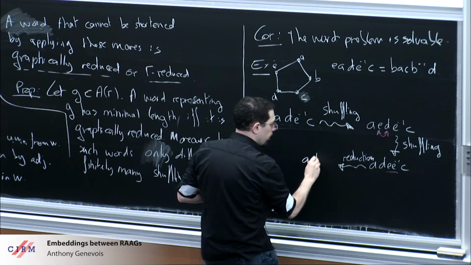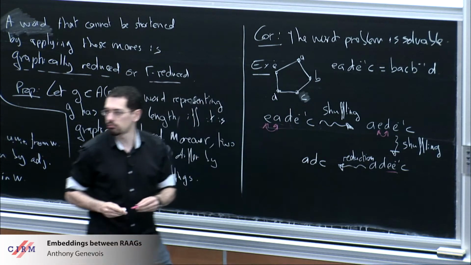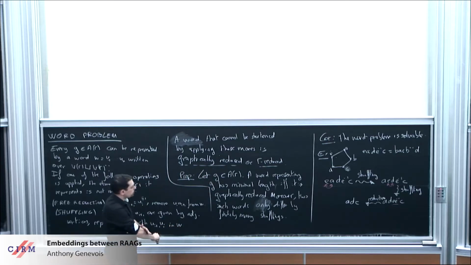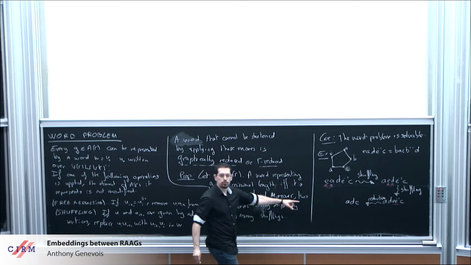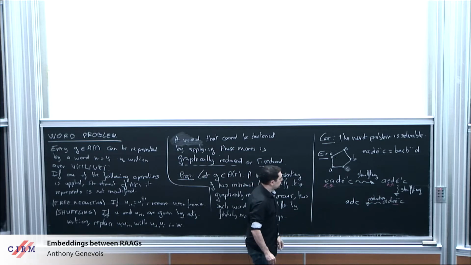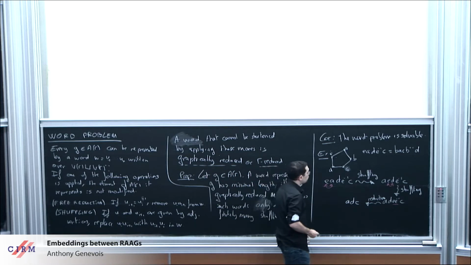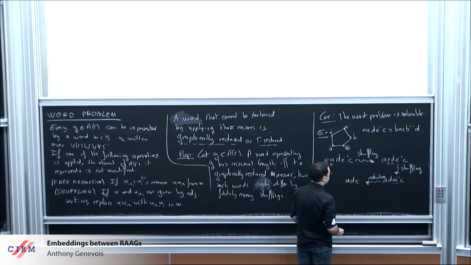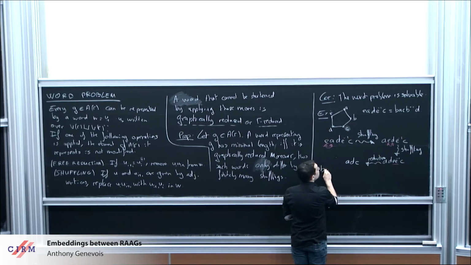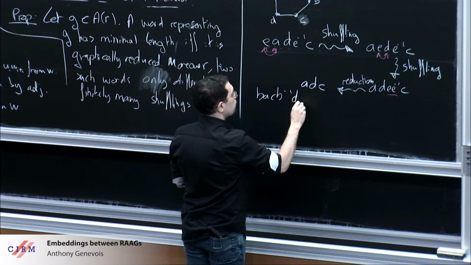It is also equal to ADC, and I cannot simplify further. So ADC is a graphically reduced word. Okay, so now what about the second one? We have BAC B minus 1D.